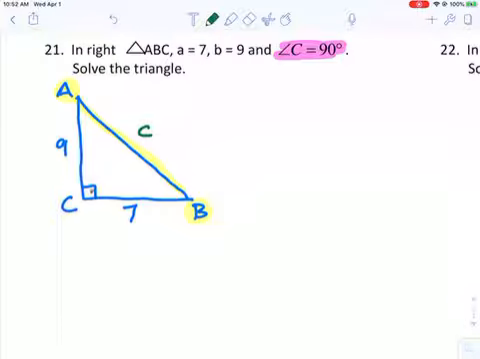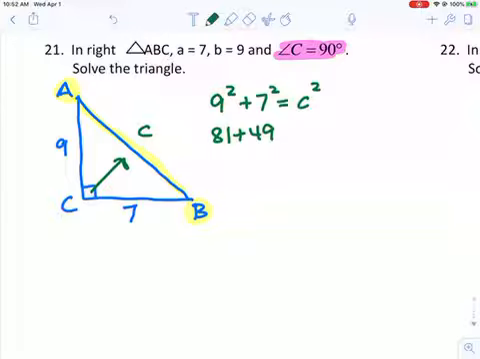Well, side C you could find by the Pythagorean theorem if you wanted to. 9 squared plus 7 squared equals C squared. Take the square root of 130 and you get 11.4.